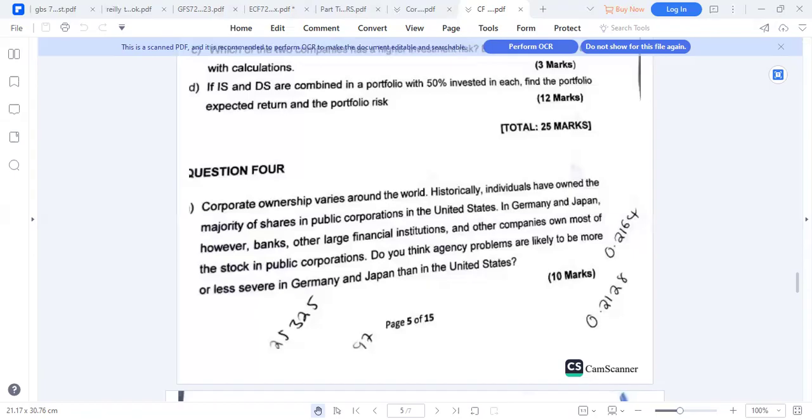In Germany and Japan, we have been told that banks, large financial institutions, and other companies own most of the stock in the public corporations. This concentrated ownership structure can potentially mitigate agency problems to some extent. With concentrated ownership, the large shareholders will often have a stronger incentive to monitor and influence corporate management to align with their own interests. So this will actually lead to more effective oversight and governance.